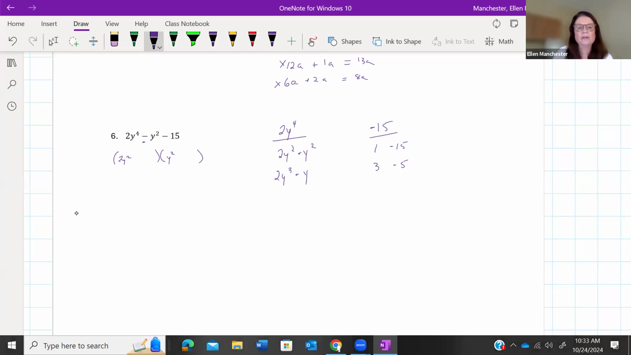So if we did 5 here and 3 here, and we know it's going to be a -5 and a +3. So 2y squared times -5, that's a -10y squared. That's your outside. And the inside is 3y squared. So that's -7y squared. So that doesn't work. So we're going to switch this now. So we're going to go -5 and +3.